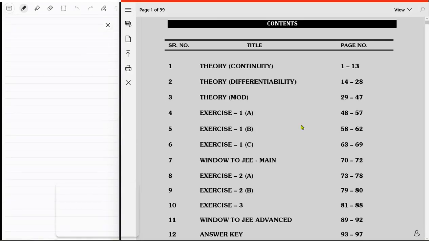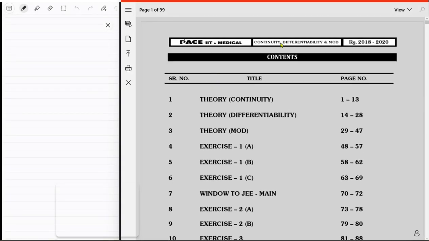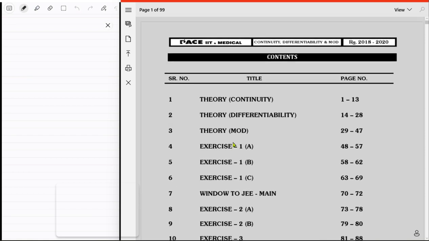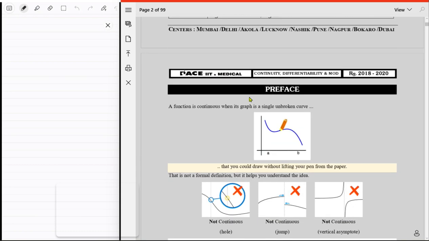Let's go. So this is continuity, differentiability, and mod. All right. Let's see. First you've got theory, the theory of all three of these, and then you've got exercises. Fine. Right. Let's go for the theory in that case.